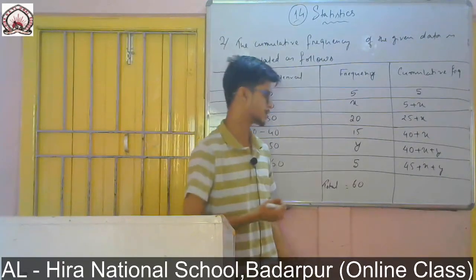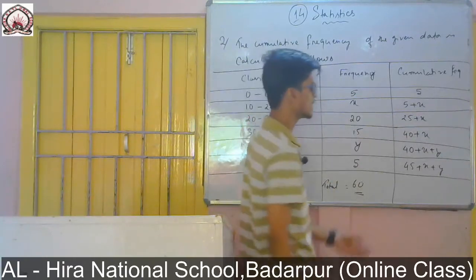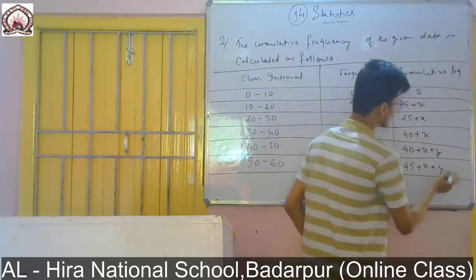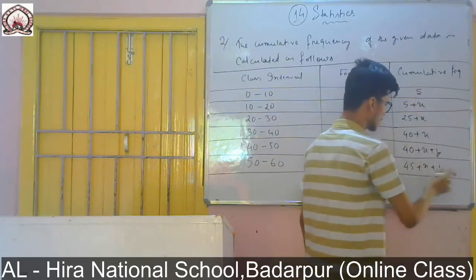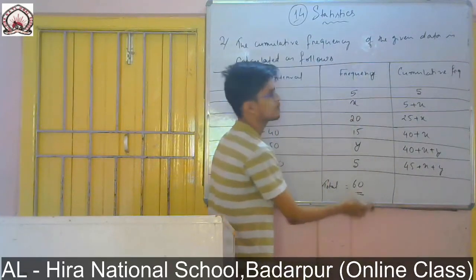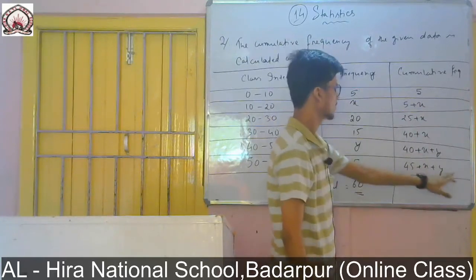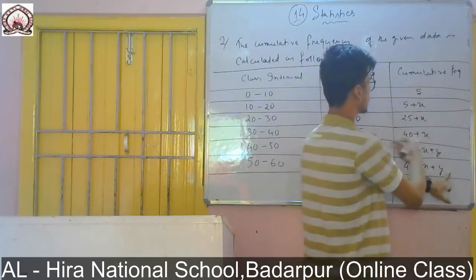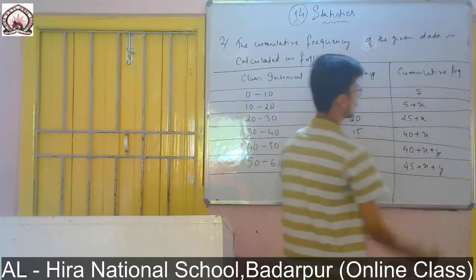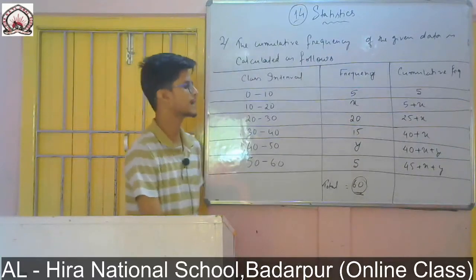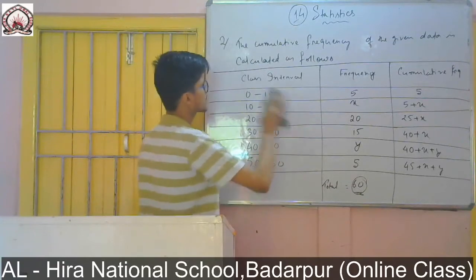The median is given in the question, and the total is given here as 60. If I add these frequencies, I will get 60. That means the last value we get in the cumulative frequency is equal to the total frequency. Always remember, in any table, if you add the frequencies, you will get the same value as the last cumulative frequency. So here the total value is 60. That means 45 plus x plus y is equal to 60. Now I will use this and find the value.